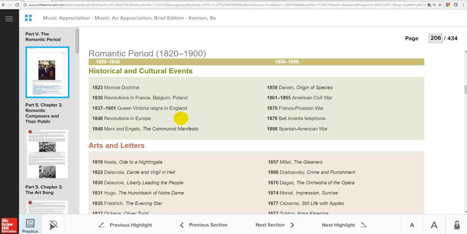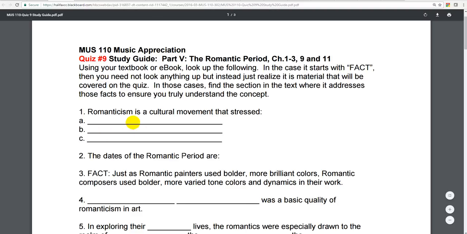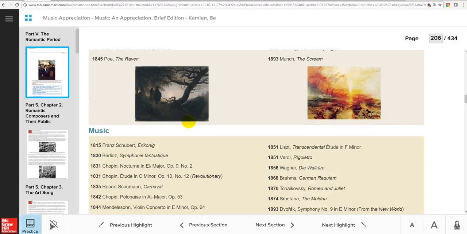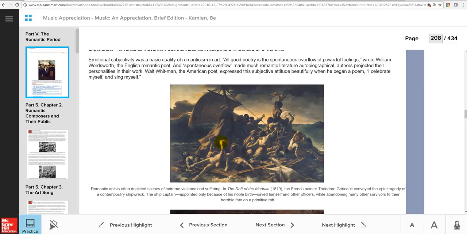And we were actually going to be looking at some of the reasons why that is. So, moving on, we do have a few other questions here to answer. Like I said, number one, Romanticism is a cultural movement that stressed three things. And there are three basic things that are stressed in the Romantic style. And this goes for, of course, the paintings. You can see this in the paintings.